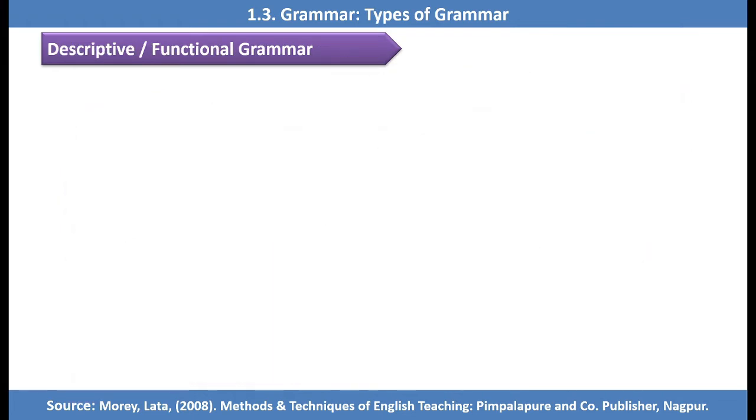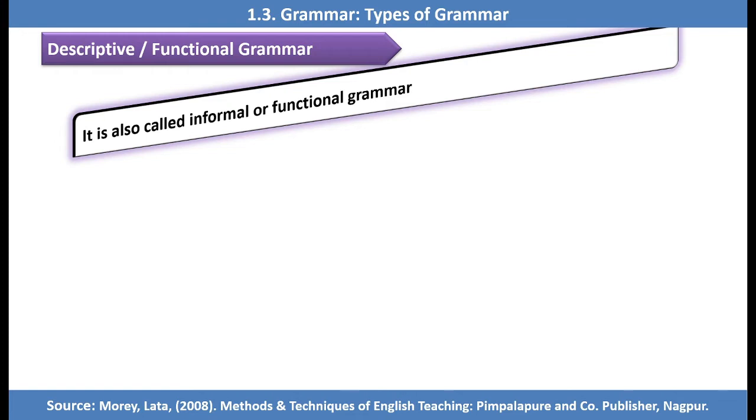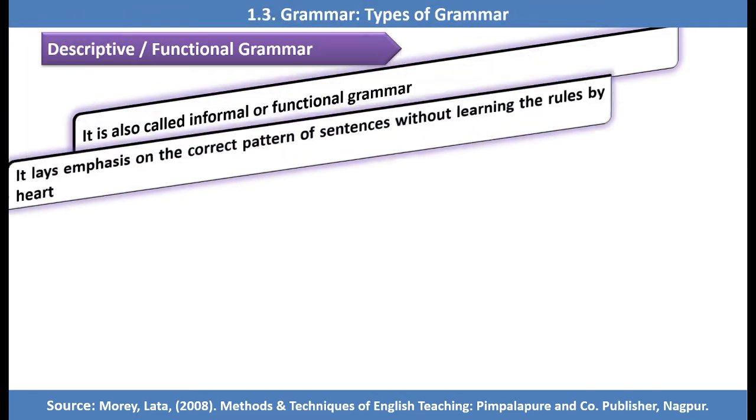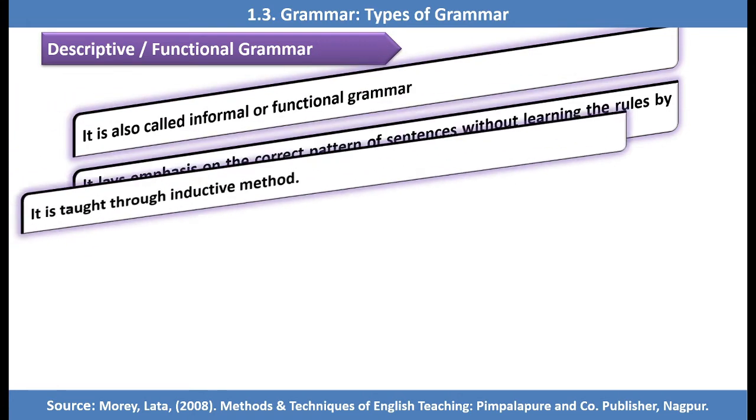Let us see the second type of grammar. It is descriptive or functional grammar. Descriptive grammar is also called informal or functional grammar. Let's focus on the word descriptive. It lays emphasis on the correct pattern of sentences without learning the rules by heart. So here the focus is not on learning the rules, but on using the correct pattern of sentences without learning the rules by heart. That is a very important thing in descriptive grammar.